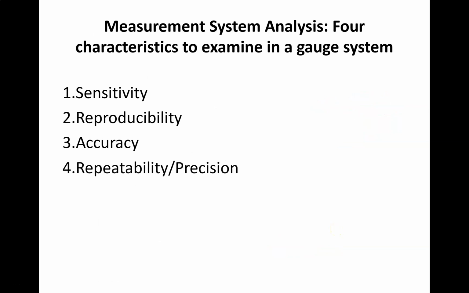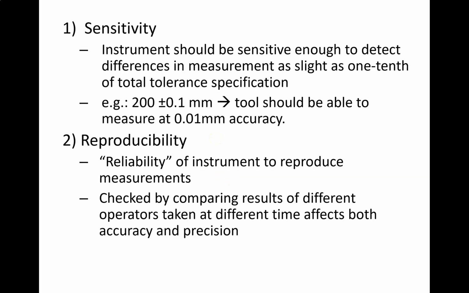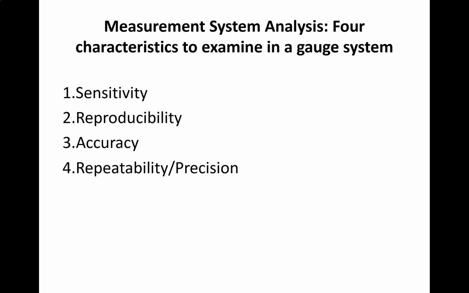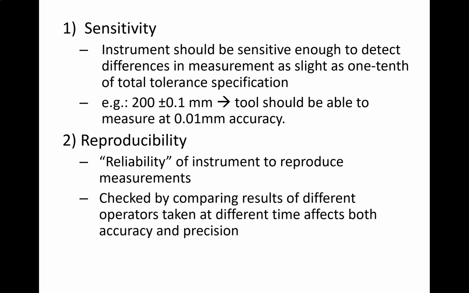So in terms of measurement system analysis, there are 4 characteristics to examine whether whatever you design, your system, is good or not. We look at sensitivity, reproducibility, repeatability, and also accuracy. So sensitivity, what does it mean by each and every measurement here? Sensitivity means the instrument should be sensitive enough to detect differences in measurement as small as 1/10 of the total tolerance specification.